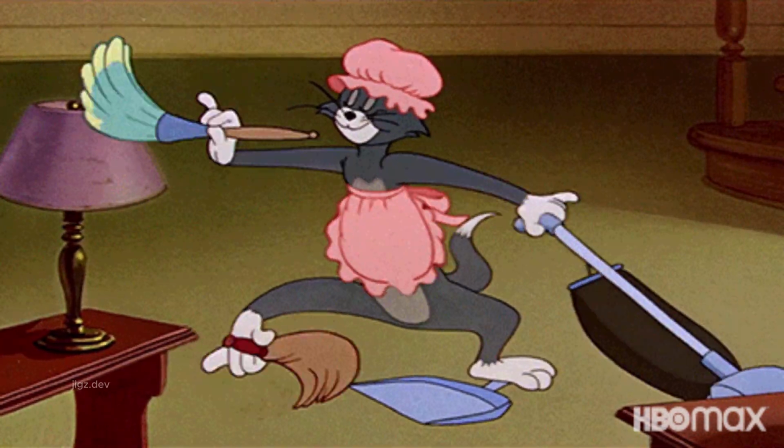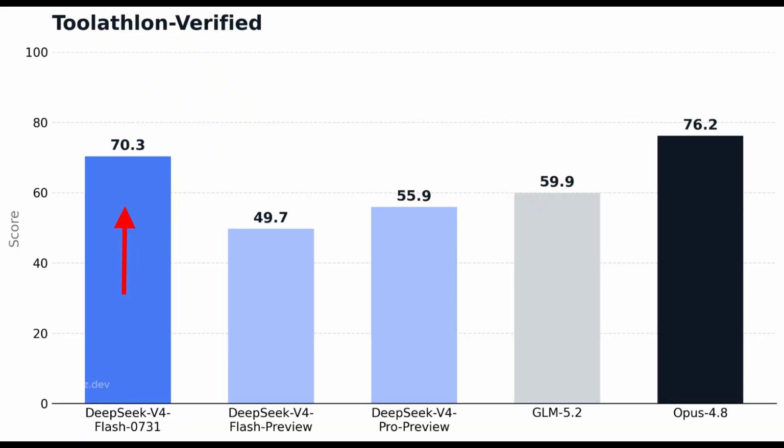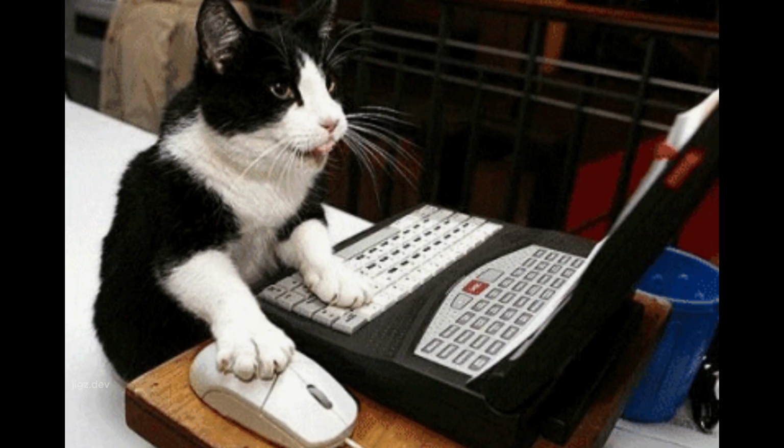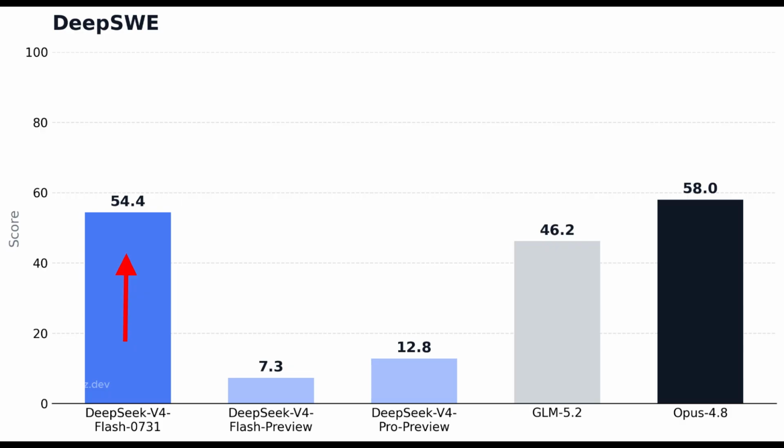Toolathlon-Verified, which checks how well it uses tools, is at 70.3. DeepSWE, which is focused on real software engineering work, lands at 54.4. So the agent and coding-related numbers are clearly the big step up here.